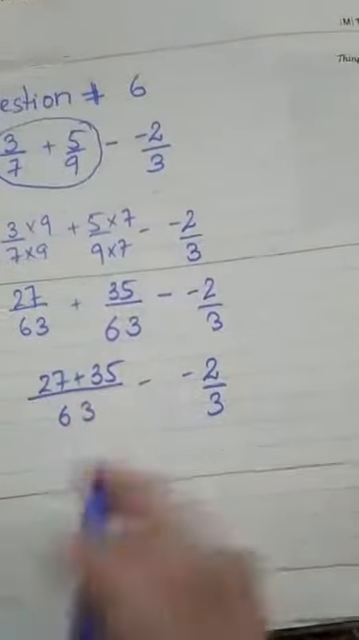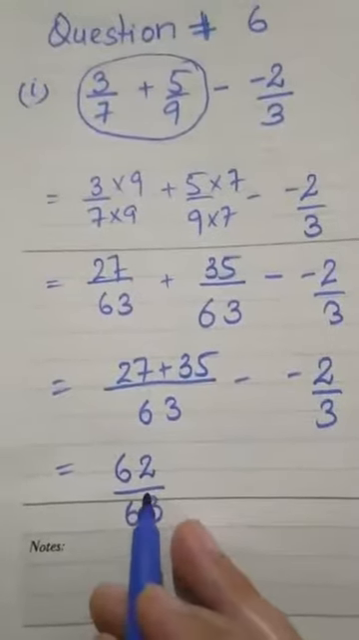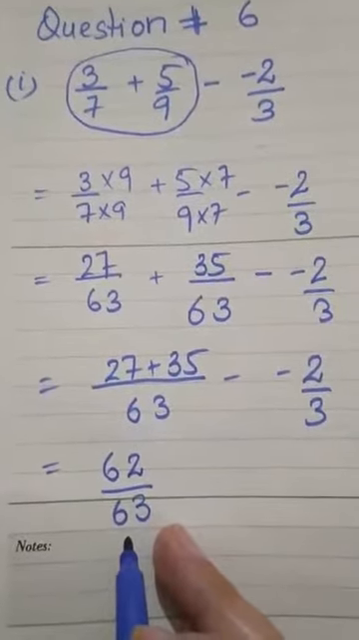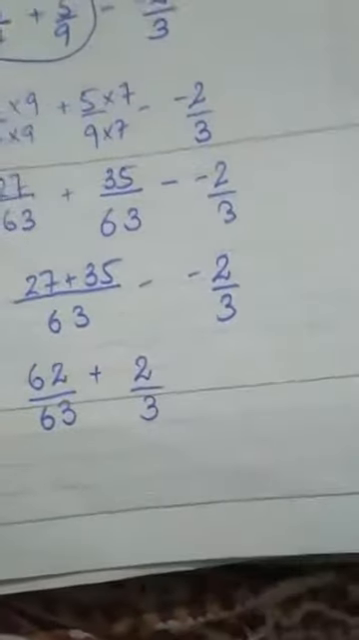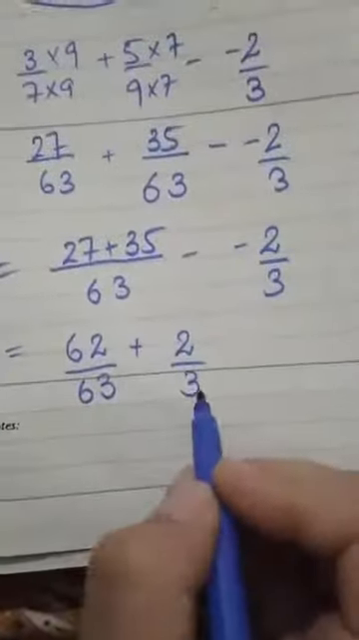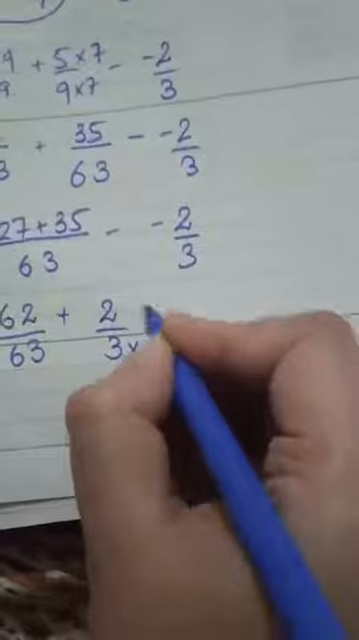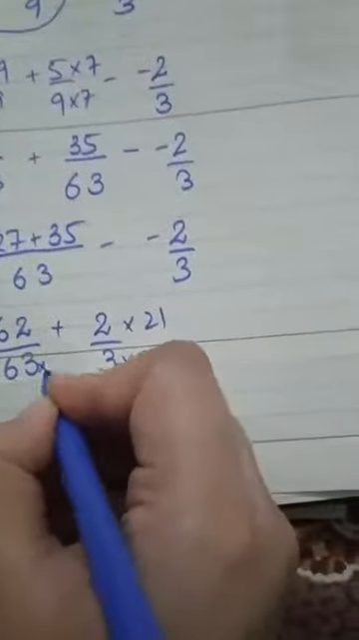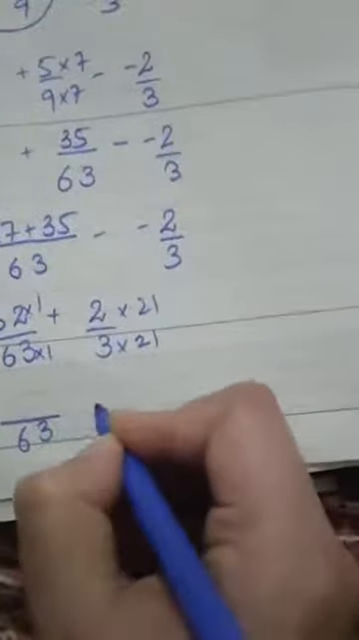This term. Now add 27 and 35. By adding 27 and 35, you will get 62. The denominator will be 63. Now minus minus is plus, plus 2 by 3. Now you have to make the denominator same. 3 21s are 63. So multiplying the second rational number by 21 and the first rational number by 1 to make the denominator same. Now you will see the denominators are same.